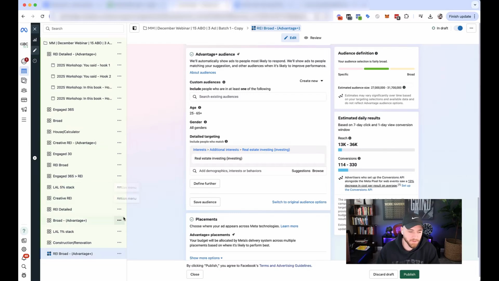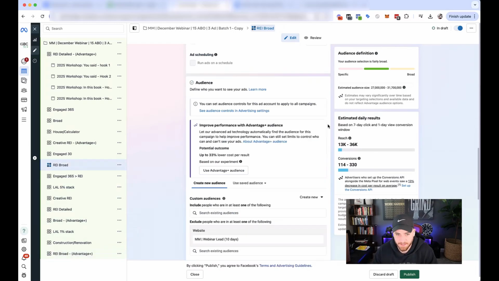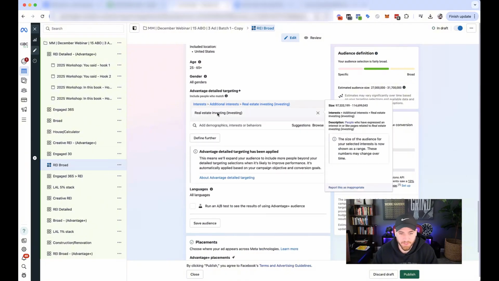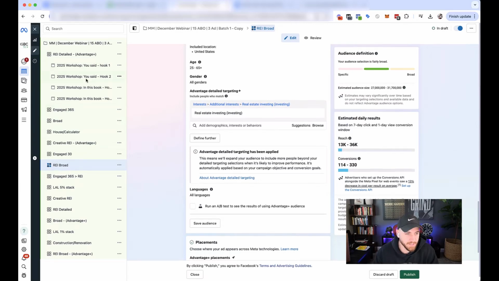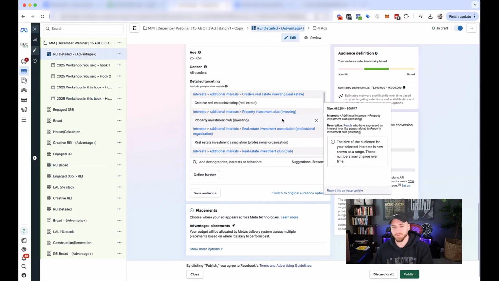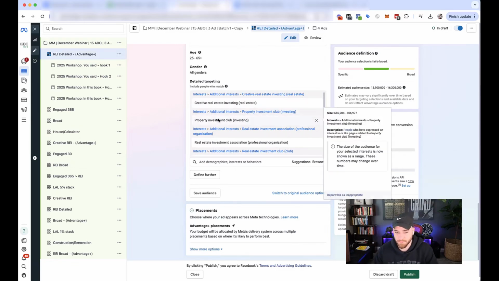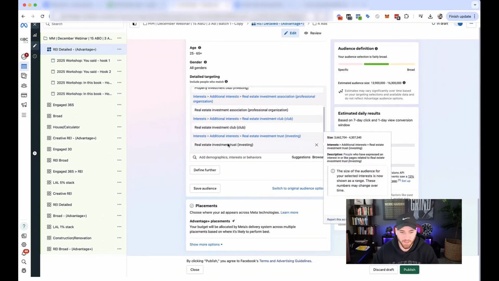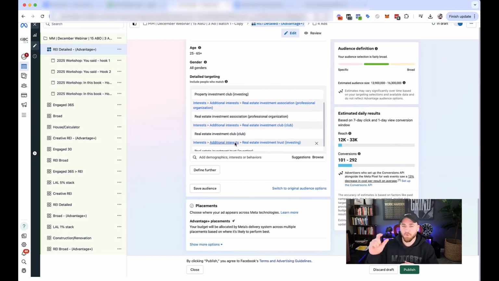So there's one. And then what we also do is more of a detailed stack in some of these. So this is a broad one, and this is real estate investing broad again. If we look at a detailed stack right here, a detailed stack is basically just a little bit more detailed. So we're going after real estate: creative real estate, property investing club, real estate investment association, real estate investing club, real estate investment trust. They're a little bit more detailed types of audiences, not just one big broad one.